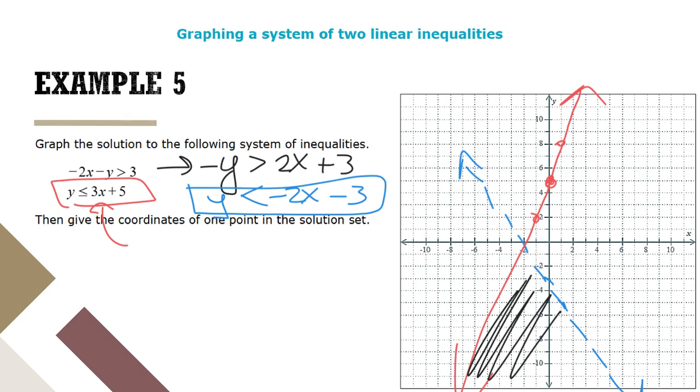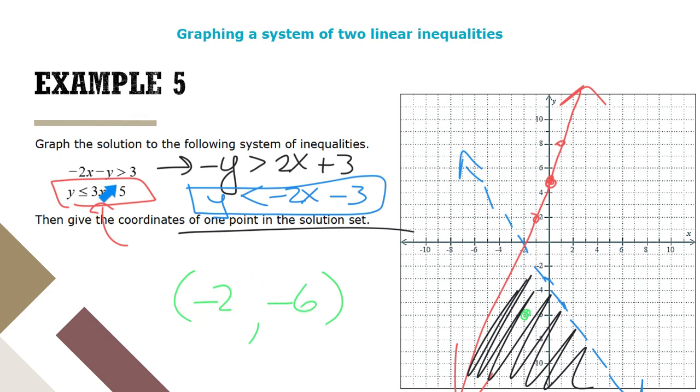So this is my shaded region right there, and it asks us to find one point in the solution set. So just pick any point. Find a nice point and plug it in. In this case, the point that I chose was negative 2, negative 6. Now what you could do is substitute it into both of these and check if it actually works for both of them. And it will indeed work.